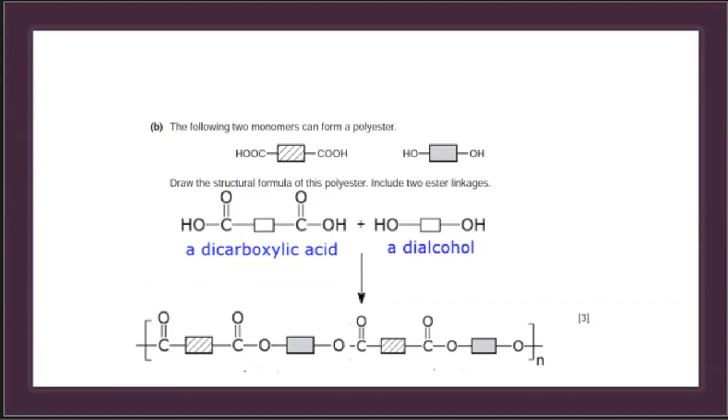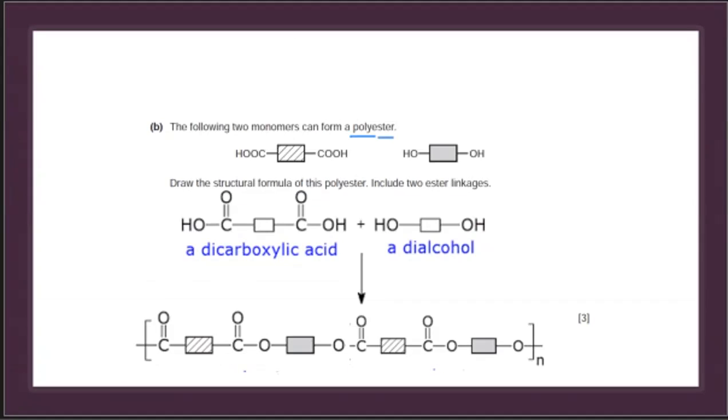All right. Next question. The following two monomers can form a polyester. Now remember, when we're talking about polymers and polyesters, poly means many. So polyester means we have many ester units. They say draw the structural formula of this polyester. Include two ester linkages inside of it.